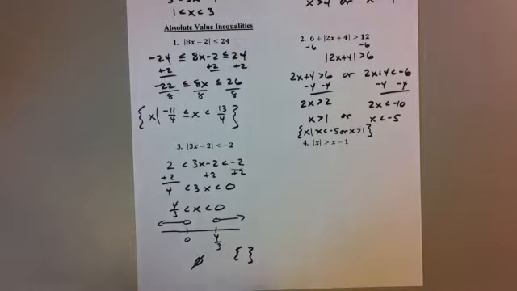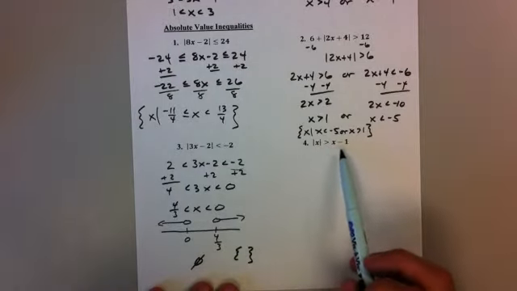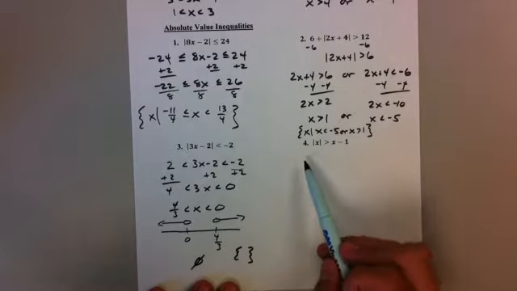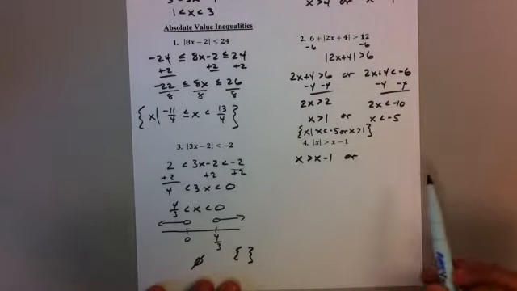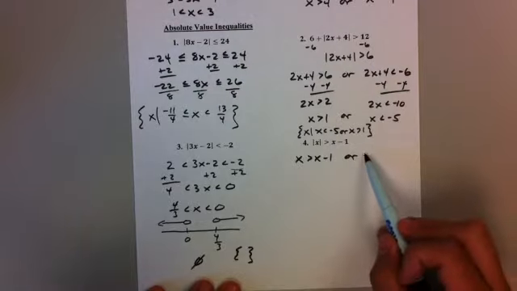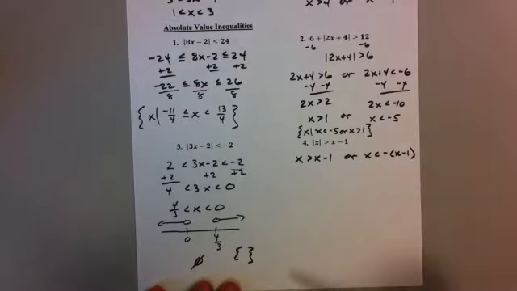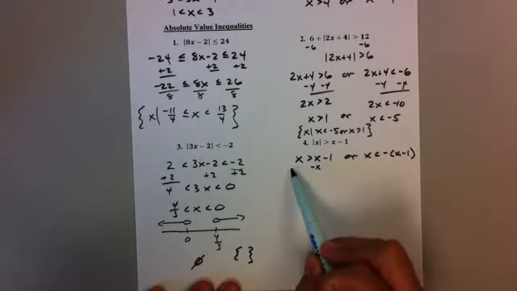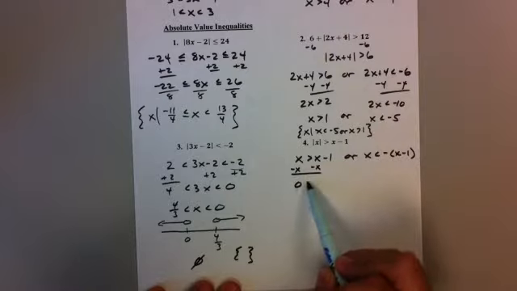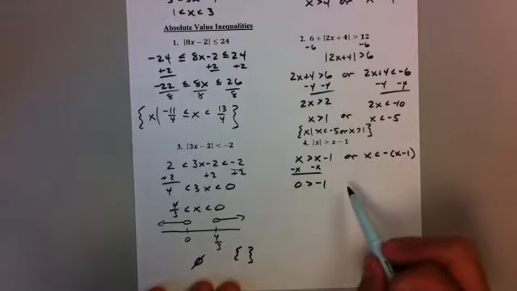Okay, last one. Let's talk about this last one here. The absolute value of x is greater than x minus 1. So I'm going to write x is greater than x minus 1, or, x is less than negative x plus 1. If I subtract x, 0 is greater than negative 1, well, that's true.